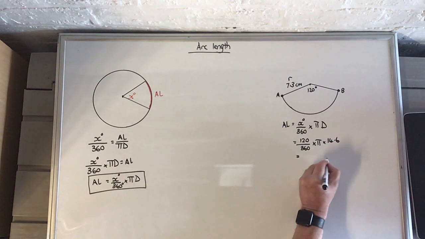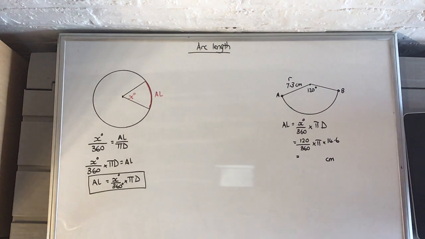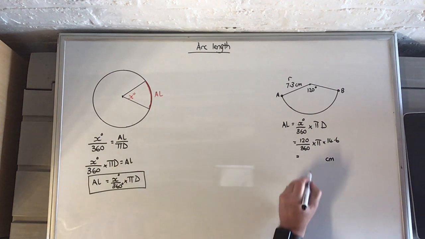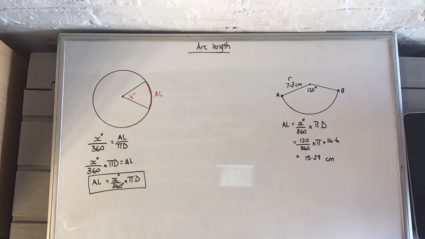And we just work that out, and don't forget our units are going to be centimetres because it's a length. So let's just work that out. So actually a third, 120 over 360 is a third, and if we times that by pi, times it by 14.6, we get an answer to 2 decimal places of 15.29. And there you go.